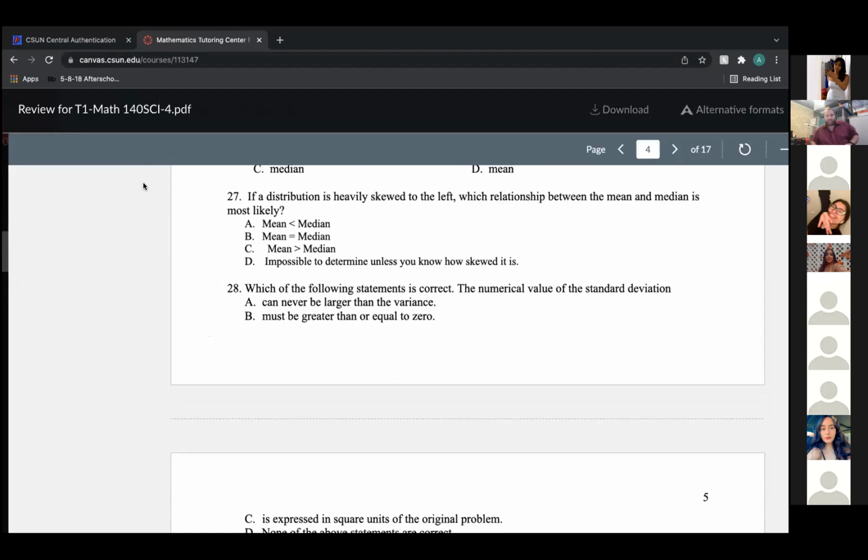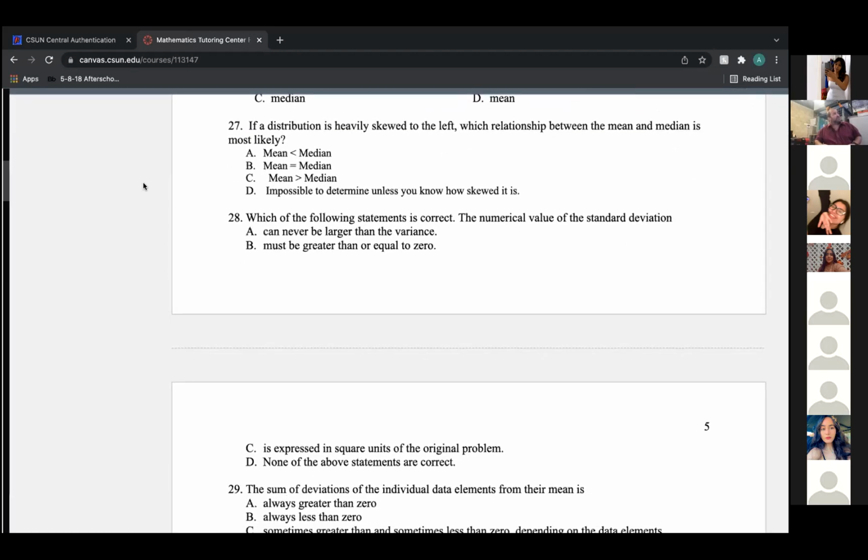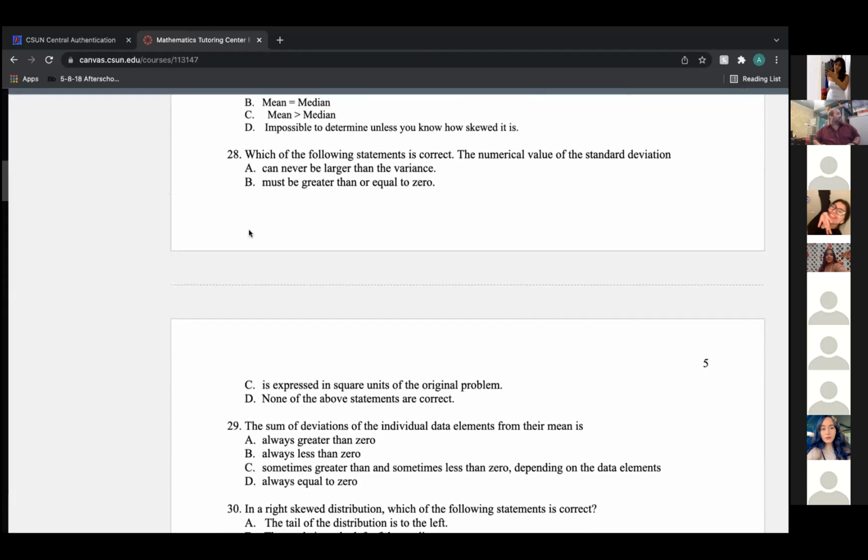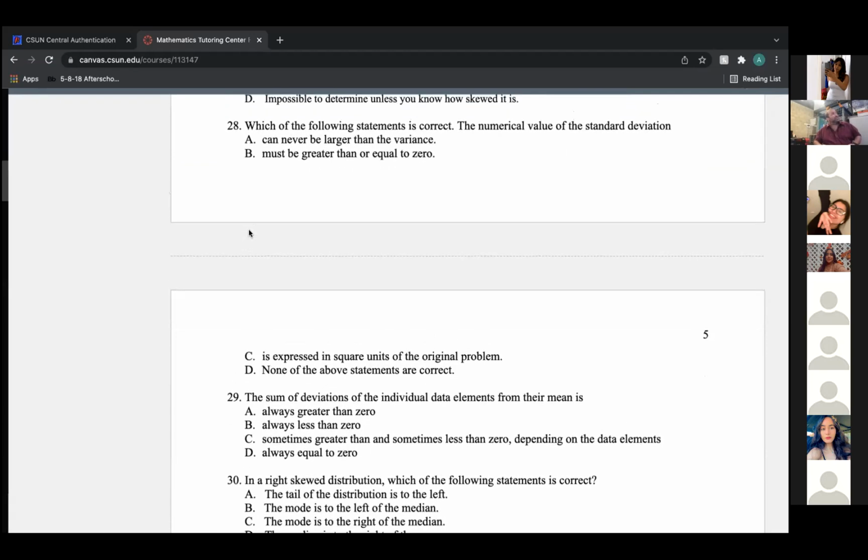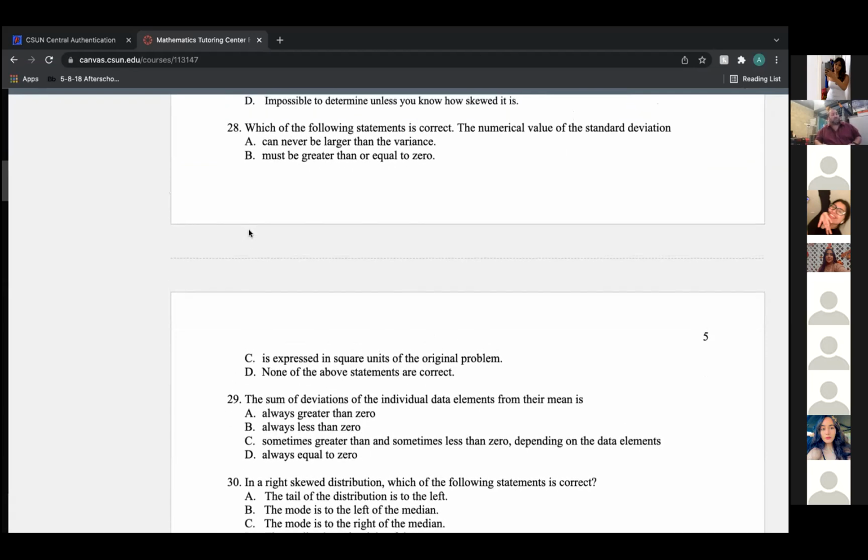28, which of the following statements is correct? The numerical value of the standard deviation, A, can never be larger than the variance. That is not true. The standard deviation is the square root of the variance, but if the variance is less than one, its square root is actually bigger than itself. What's the square root of 1/4? That would be 1/2. So square roots can sometimes be larger. So it's not A.